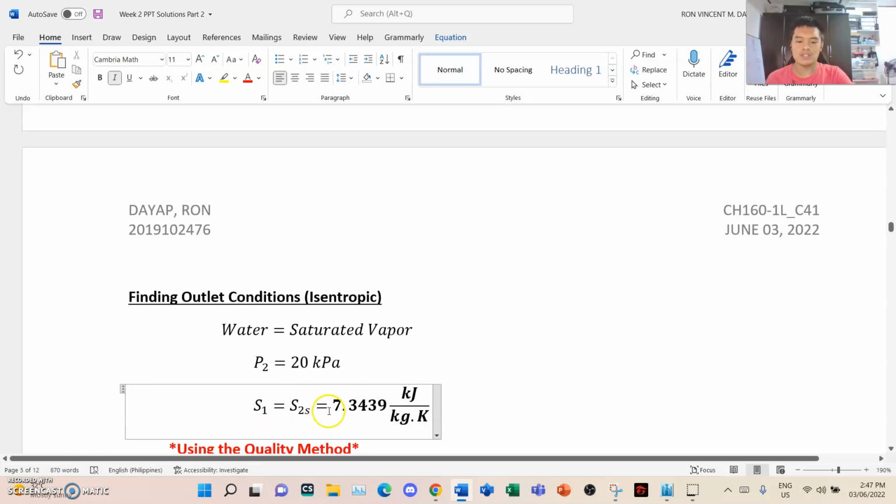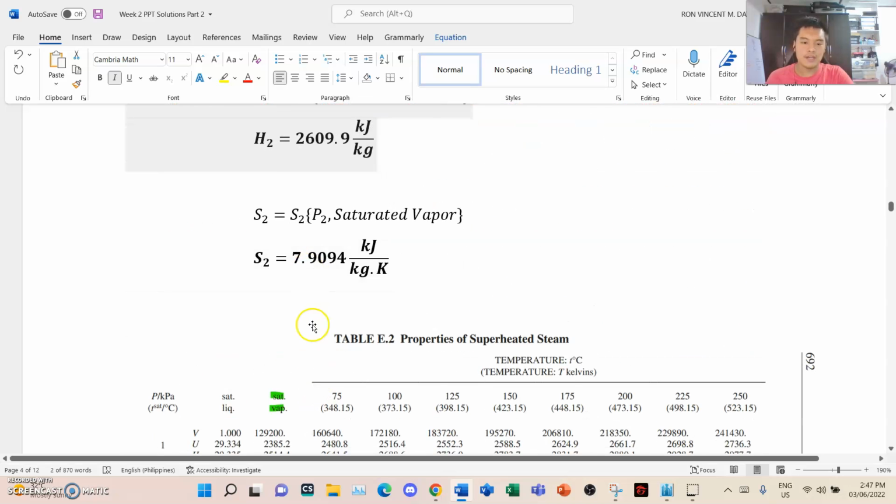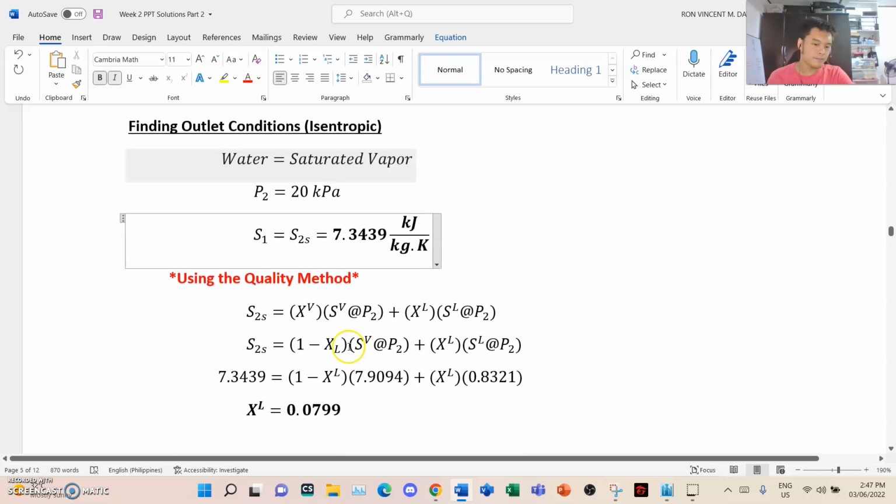This essentially means that the entropy at the inlet is equal to the entropy at the outlet. S1 equals S2S. Hence why we assume that though it is already given that the outlet pressure is 20 kilopascal, the outlet entropy, rather than 7.9094, it is 7.3439, the same as the entropy at the inlet. So how do we find out the enthalpy of these certain conditions? Well, we use what we call the quality method.